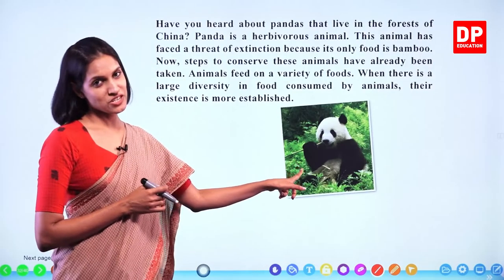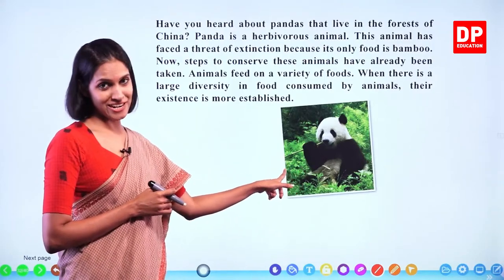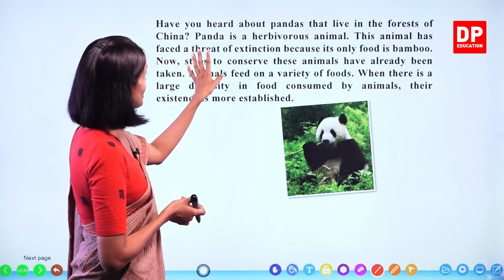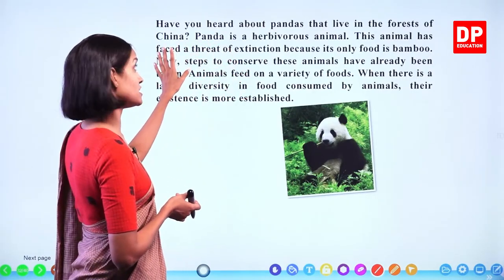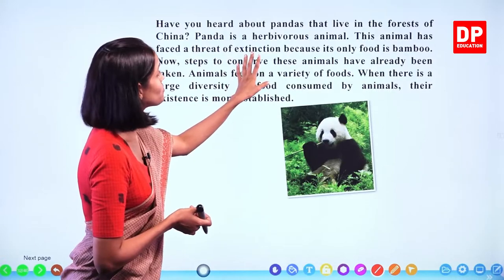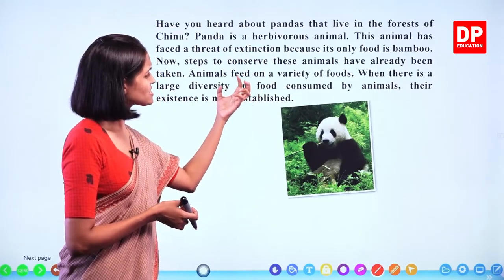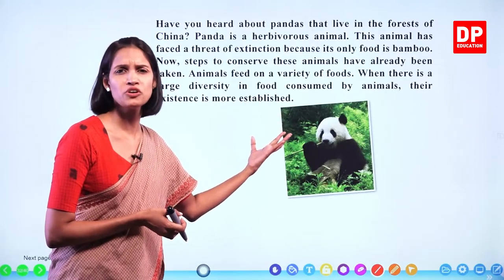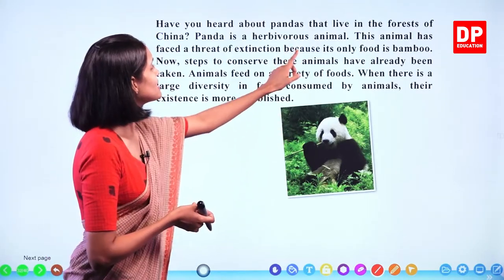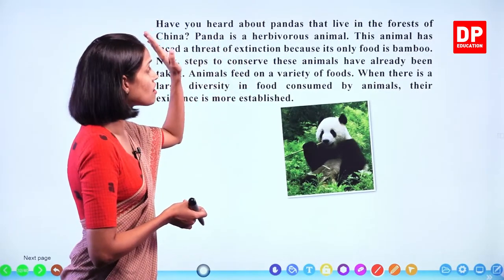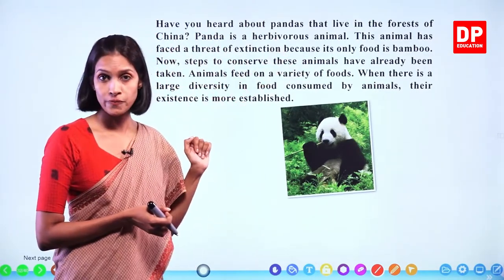What is this animal, children? This is called the giant panda. Right, let's go through this. Have you heard about pandas that live in the forests of China? The panda is a herbivorous animal that feeds on plants. But it has a certain specific type of food, only one type of food. What is that? This animal has faced a threat of extinction because its only food is bamboo.